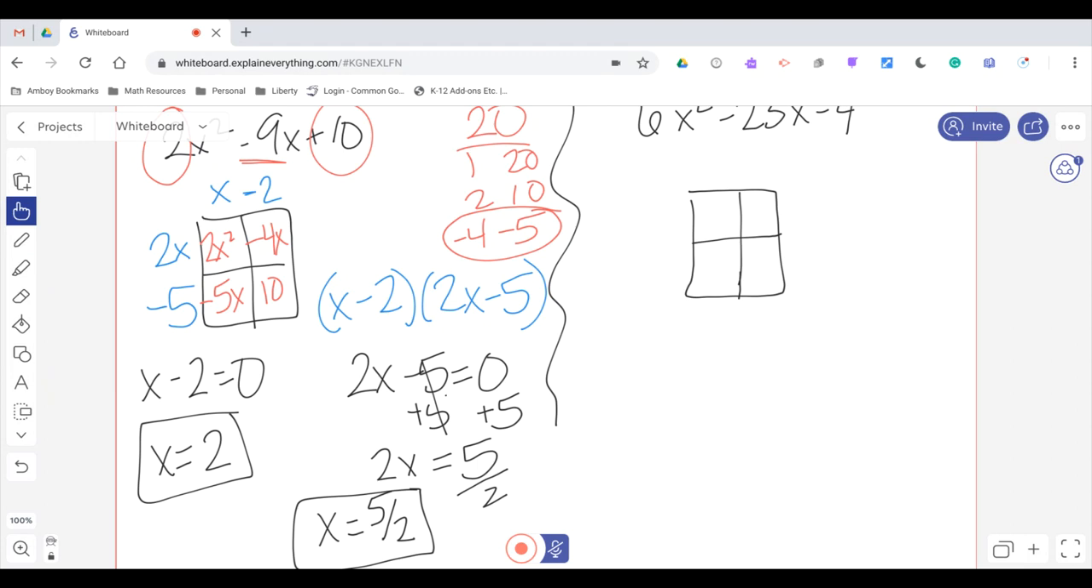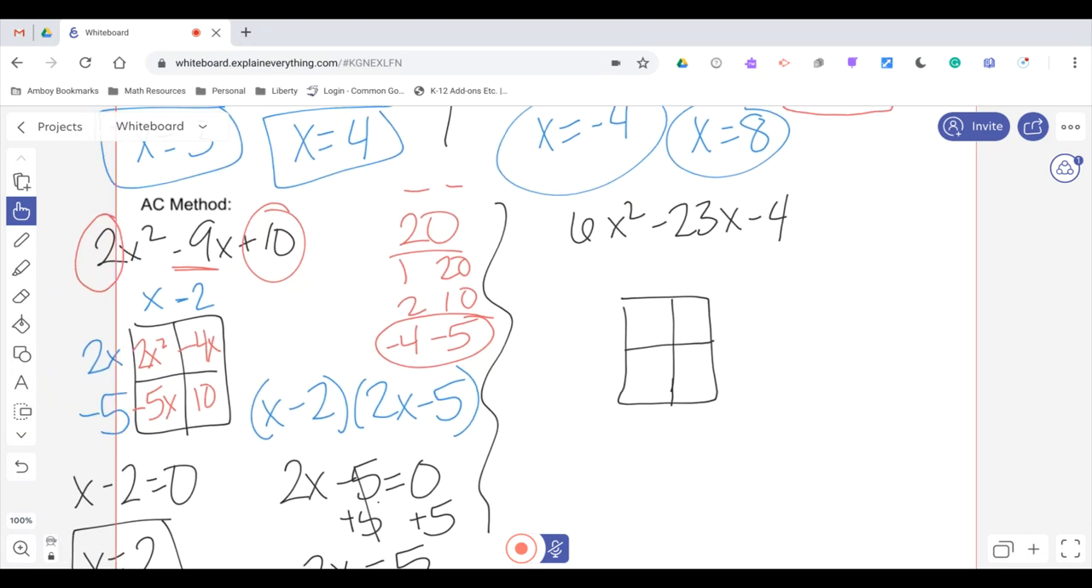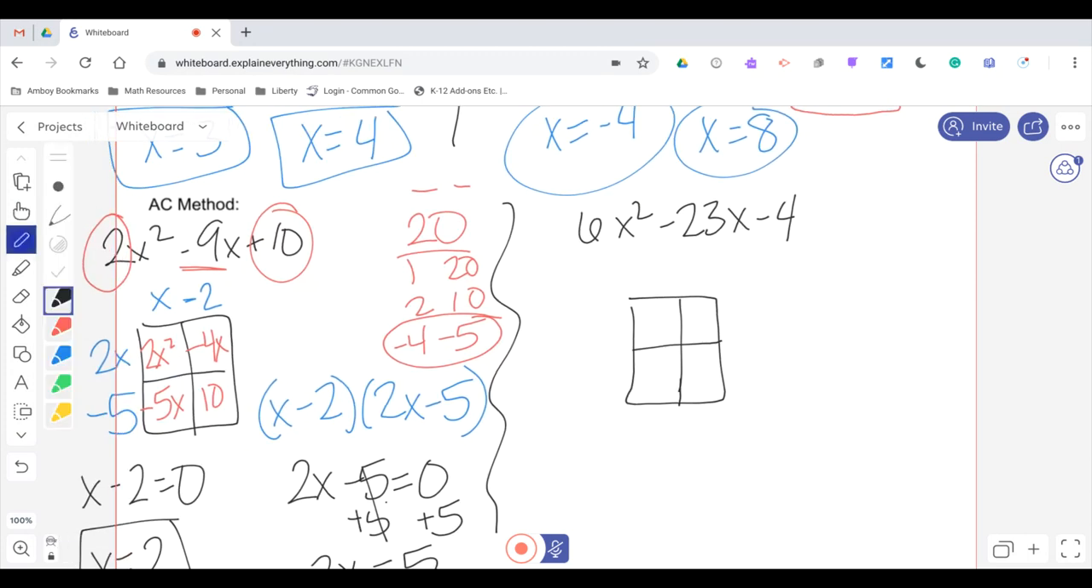Okay. Let's try one more where we're solving. And that will be the expectation on your homework today too, that you solve completely. I'm going to go ahead and put those first terms in here. 6x squared and negative 4. If I take 6 times negative 4, I get negative 24, which means I have one positive and one negative number. Oops. That was supposed to be a negative symbol.